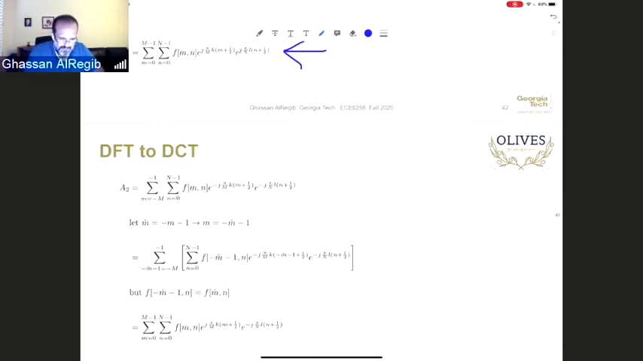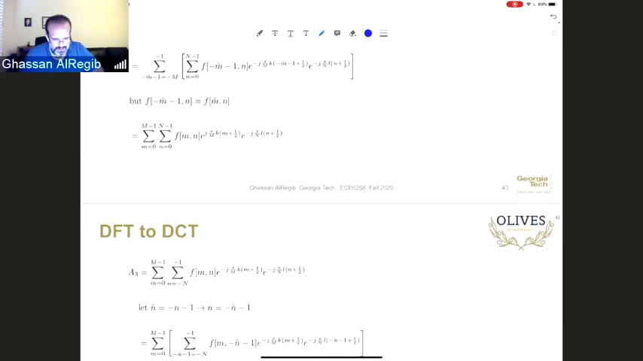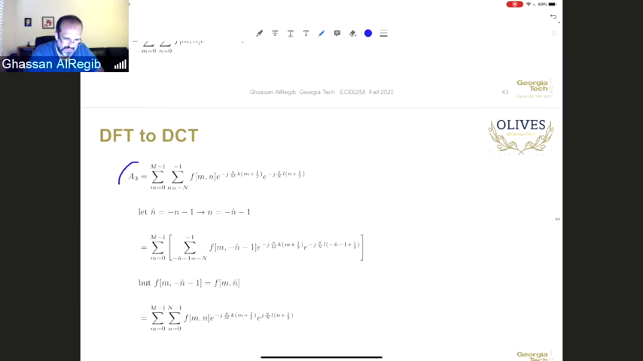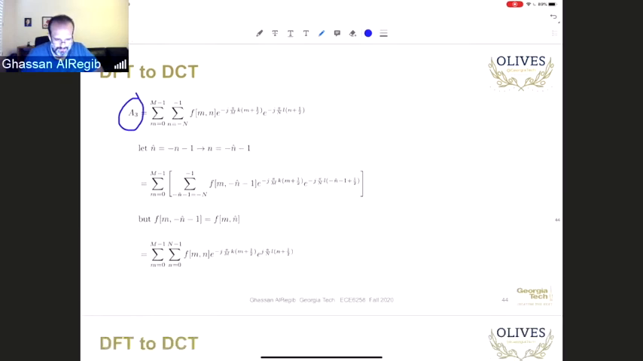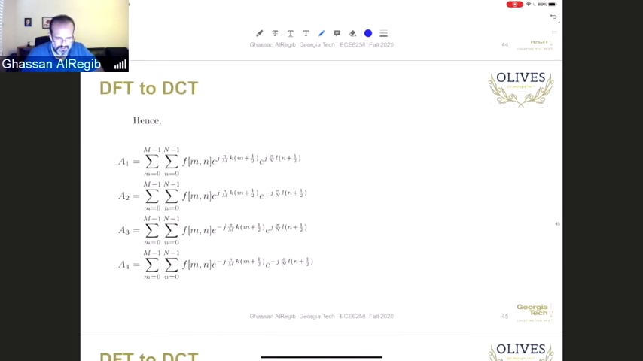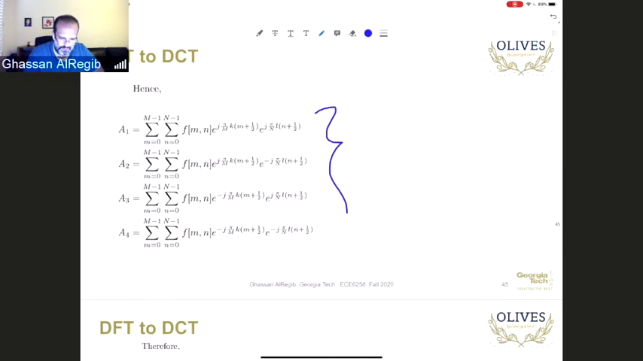We do the same thing for the second region. I will not go through the details, but I think they are self-explanatory. Same thing for A3, and then same thing for A4. And now I have a closed form for each one of them. But the change of variables helps me to have the same limits on the sum.